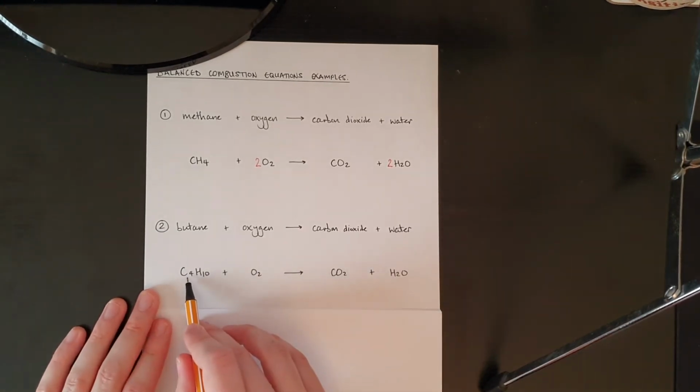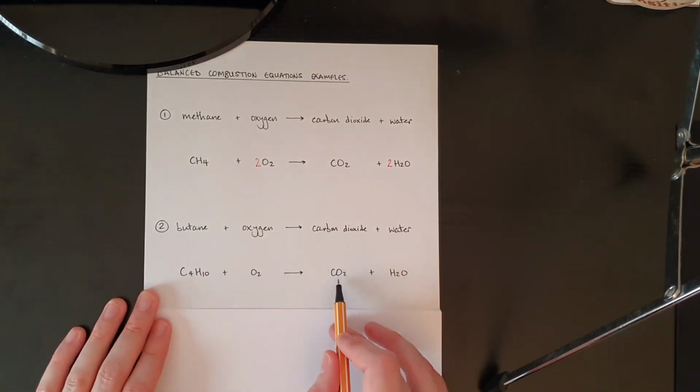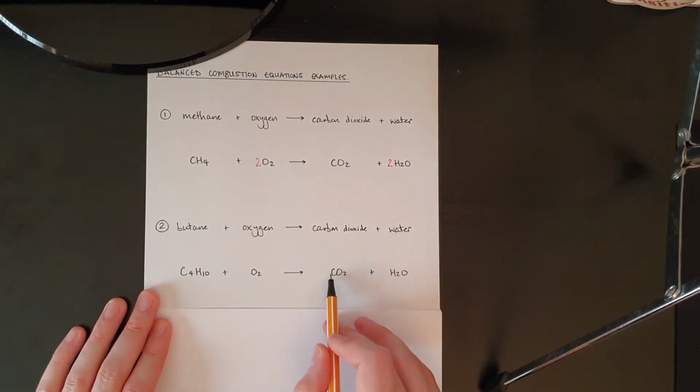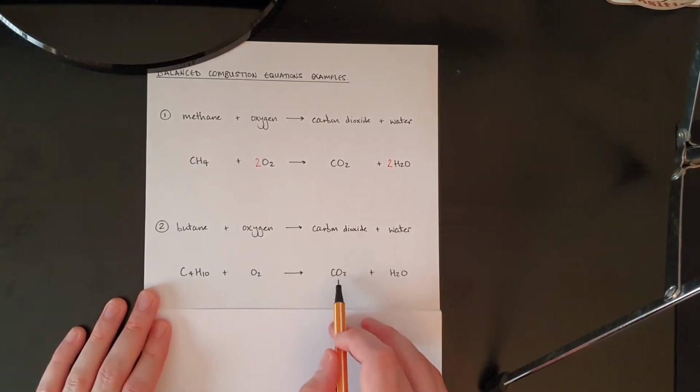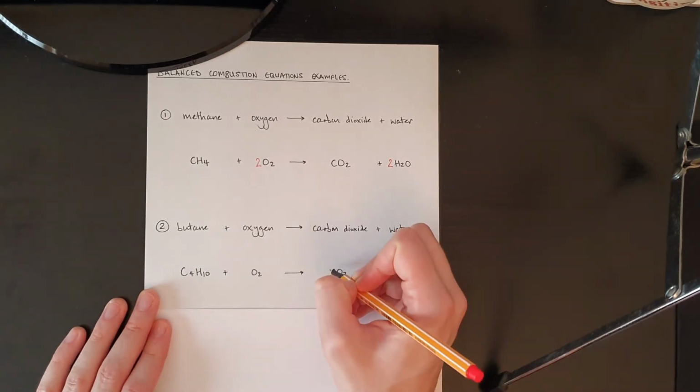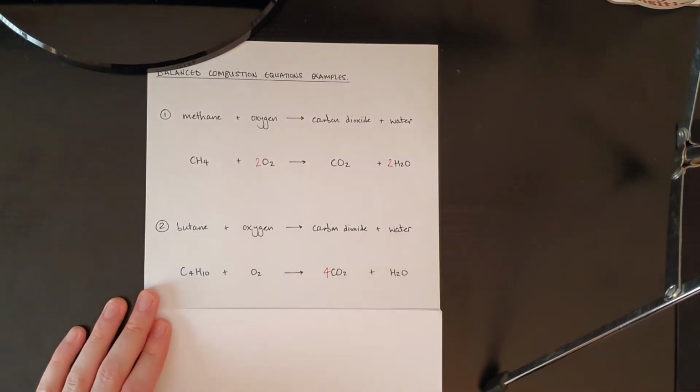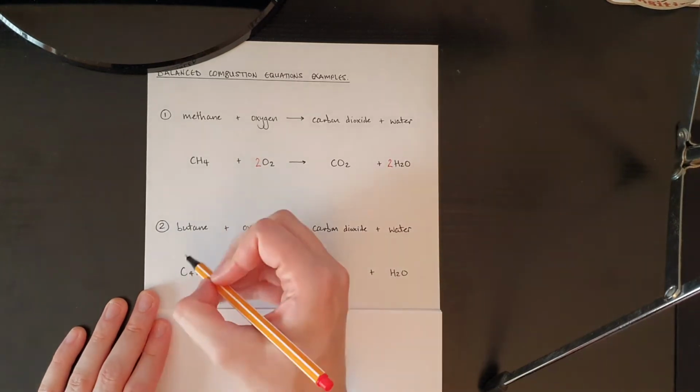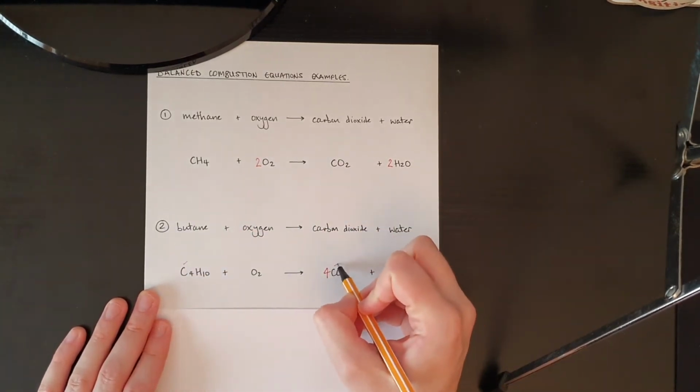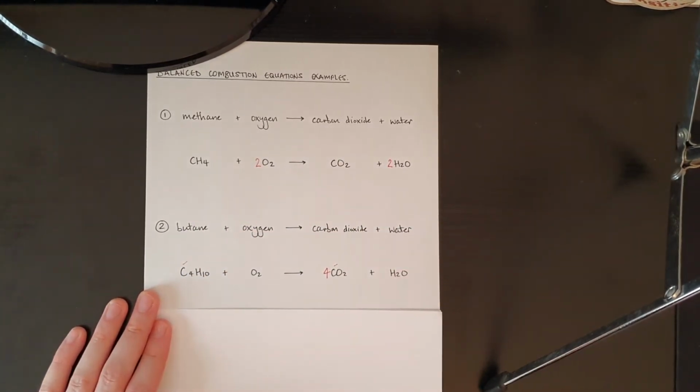So we have 4 carbons on the left, we only have 1 on the right. So they're not balanced this time. So this time we're actually going to have to put a big number in front of our carbon dioxide. We need 4. Let's turn that into a 4. So that sorts our carbons out. Let's put little ticks above them to keep it right.